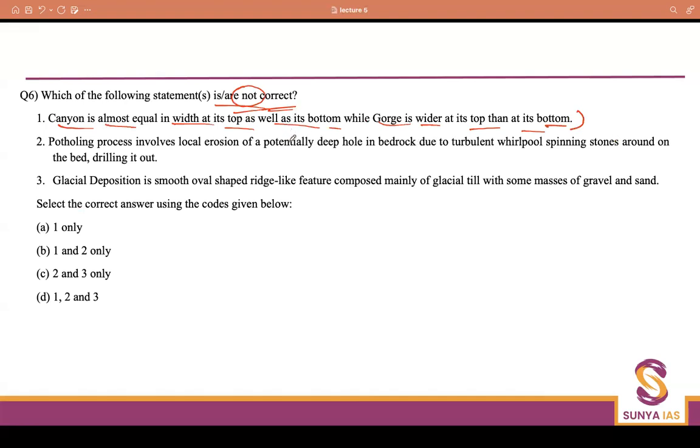All right. We know that a gorge is a deep valley with very steep sides. A gorge would be very steep, two straight-sided.